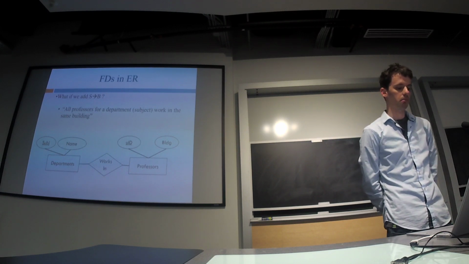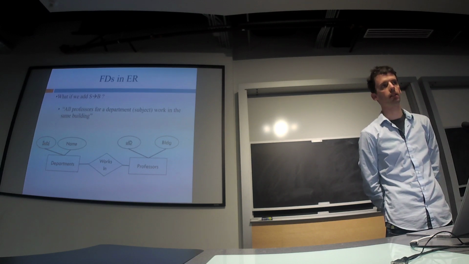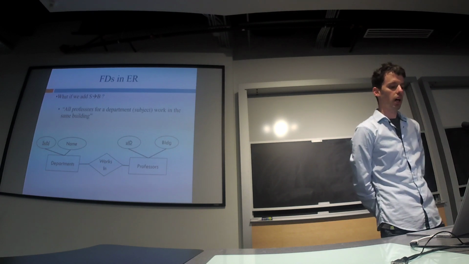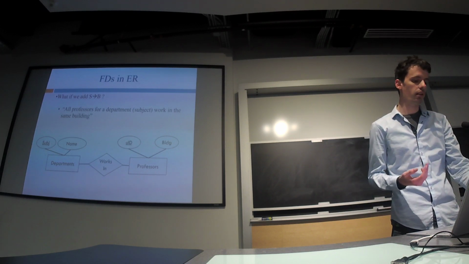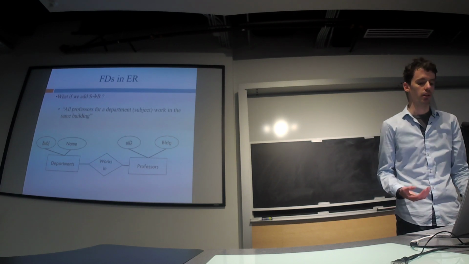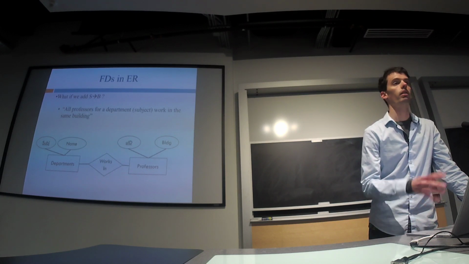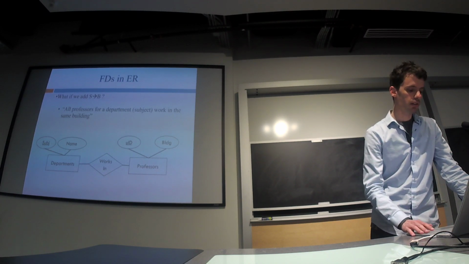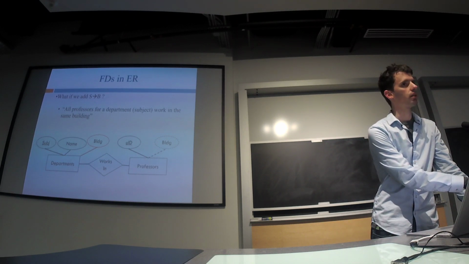In other words, subject determines building. So S arrow B. How do I fix this ER diagram? What I've said so far is that the way we fix these problems is by decomposition. Turns out to fix this functional dependency, or rather to make these tables support it, all we do is move building from professors over to departments.